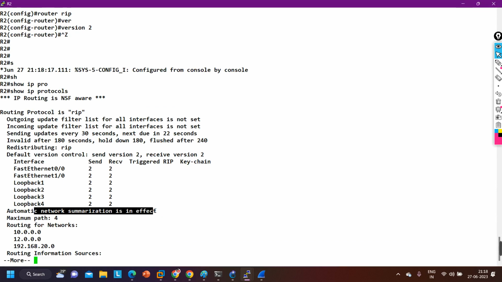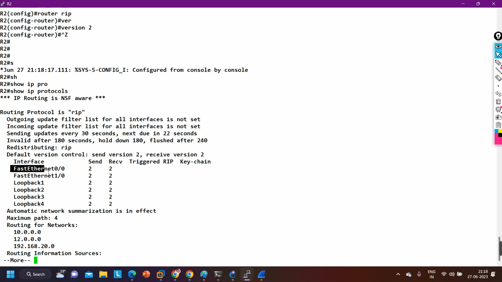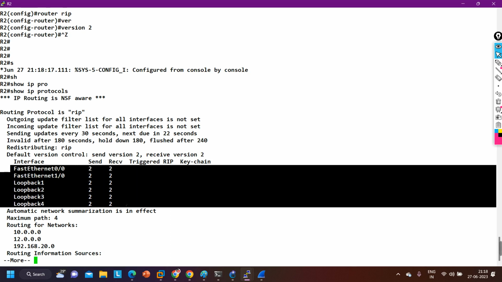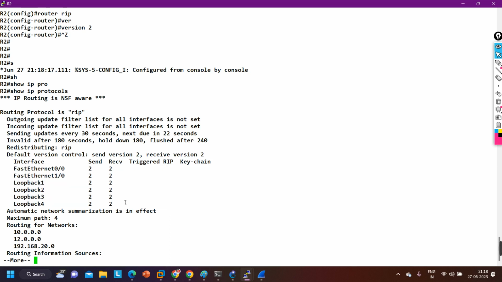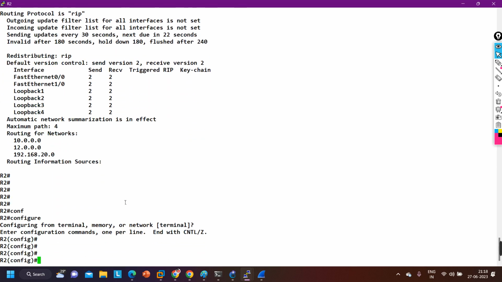Auto summarization is in effect, so we will disable this also. It can send the update message to version 2 and it can receive the update message from version 2 only. Meaning version 1 and version 2 are not compatible with each other. You cannot configure version 1 on R1 and version 2 on R2. After that, you can see how many messages it has sent and received. These are the information. Auto summarization is enabled, so let me disable the auto summarization.